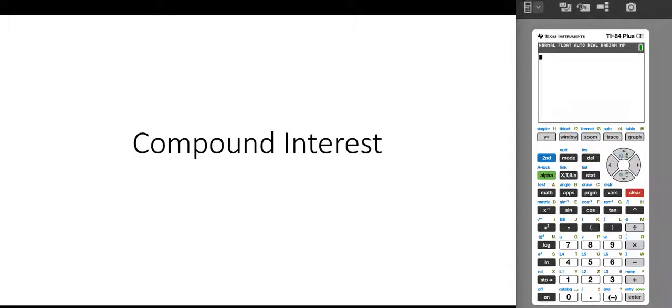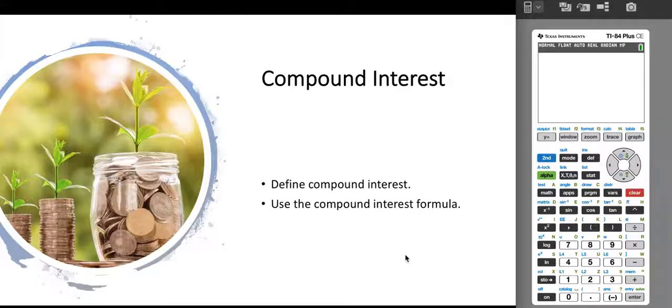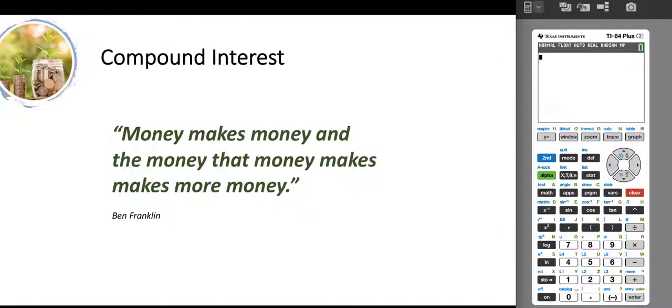What I want to do in this screencast is talk about compound interest. Specifically, what you want to learn in this screencast is how to define compound interest, and we want to use the compound interest formula to solve some problems.